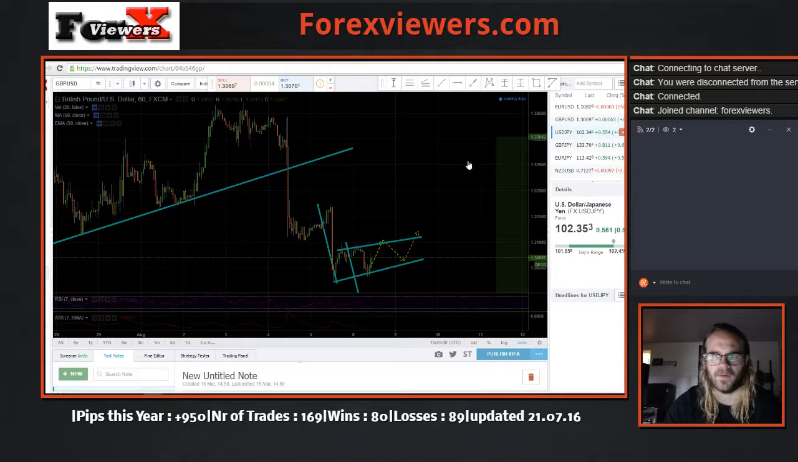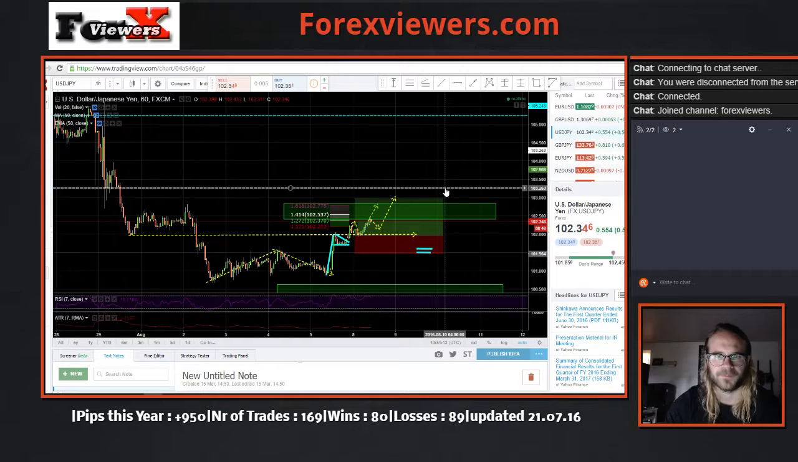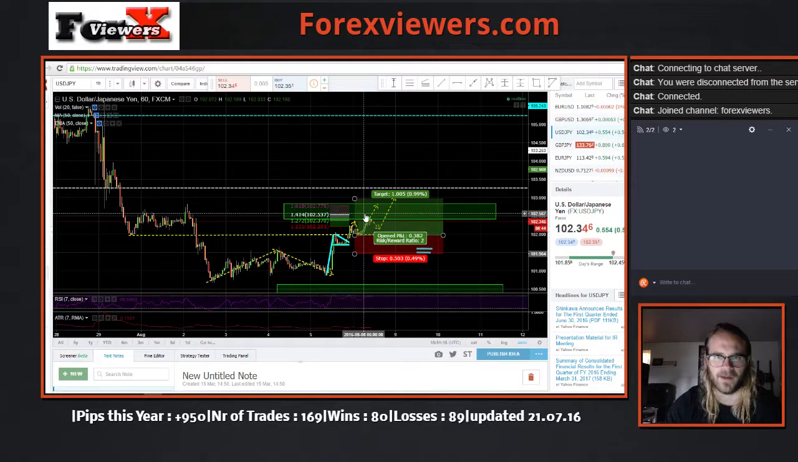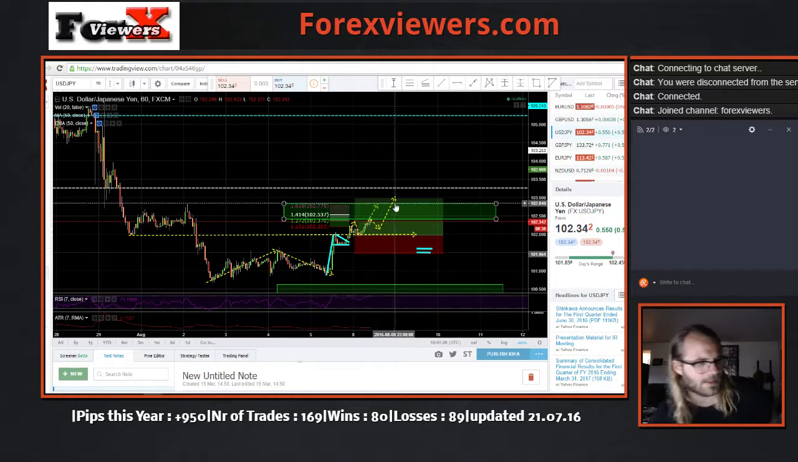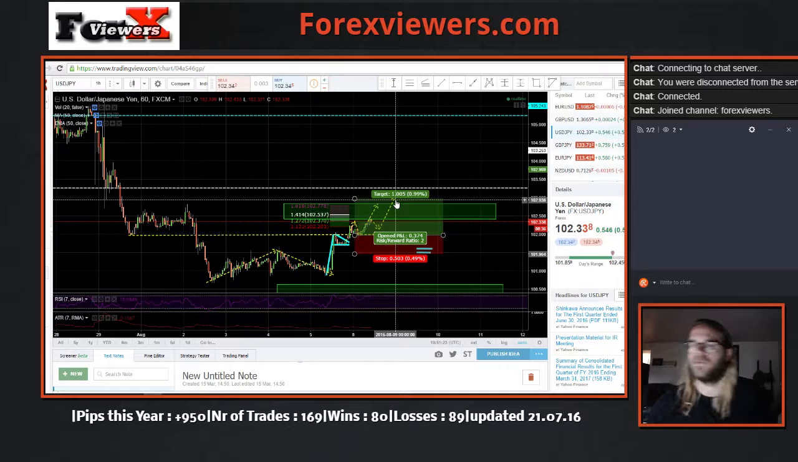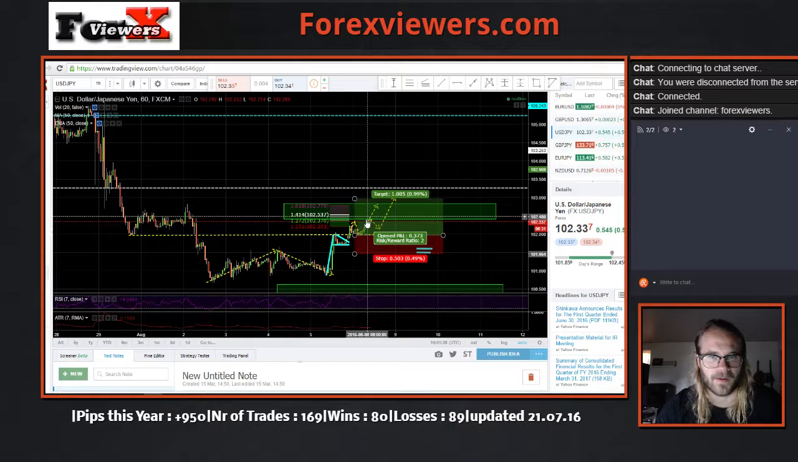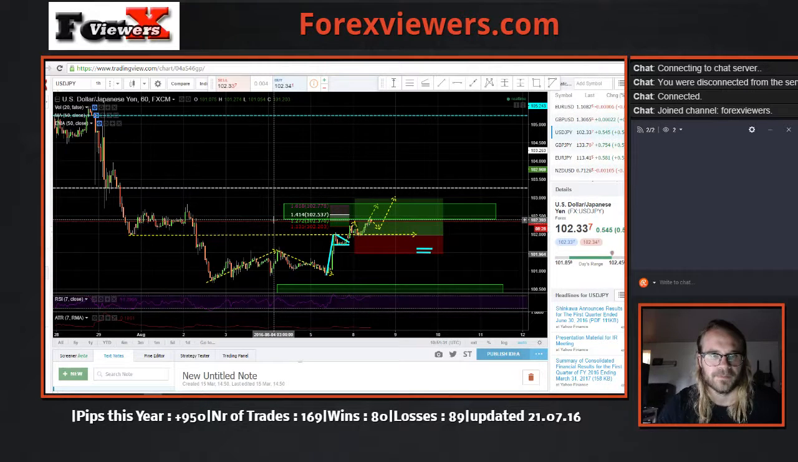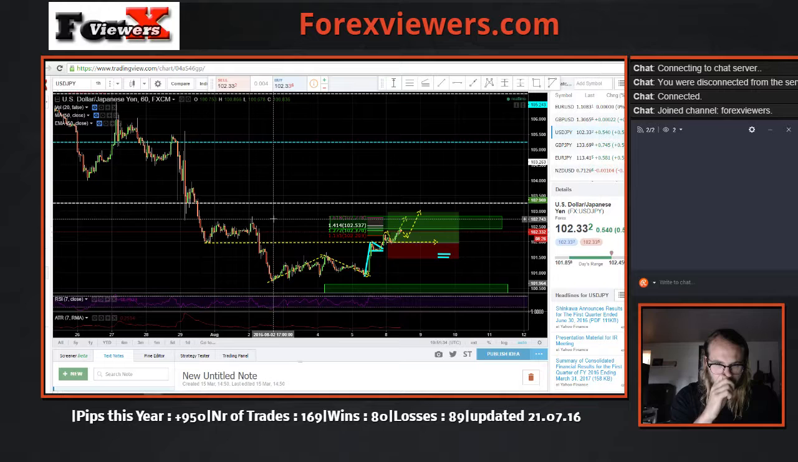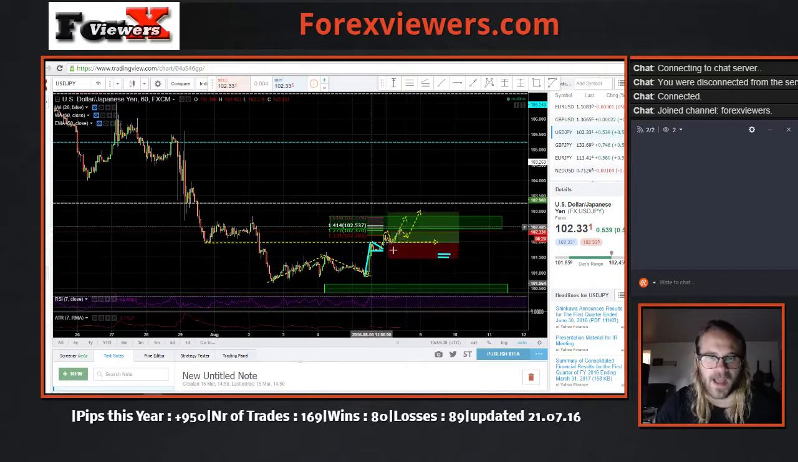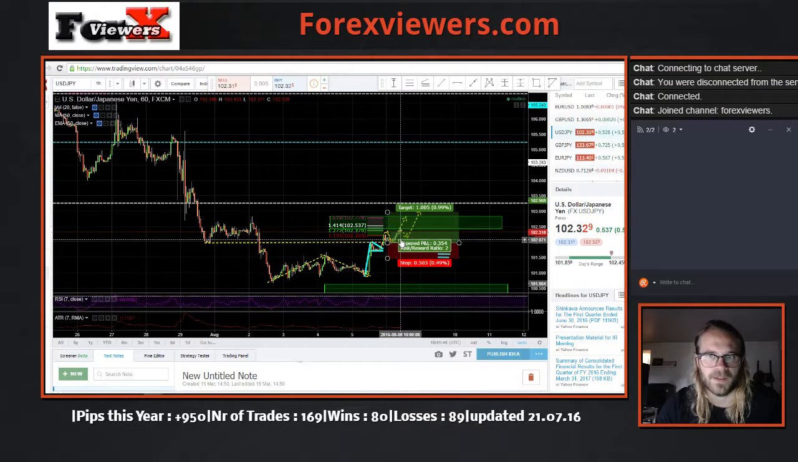I'm long on the dollar yen as of right now, so we'll see what happens there. Hopefully we'll get some profit out of this one. That would be an excellent start to the week. If I can take 80 to 100 pips out of the market here on this dollar yen trade. Sorry. But then again, not going to be shocked if we continue lower here.